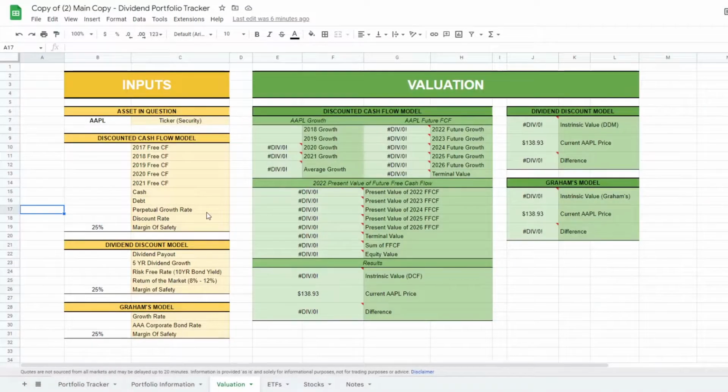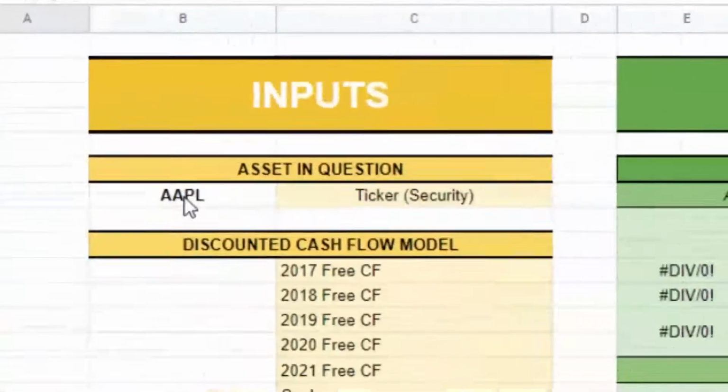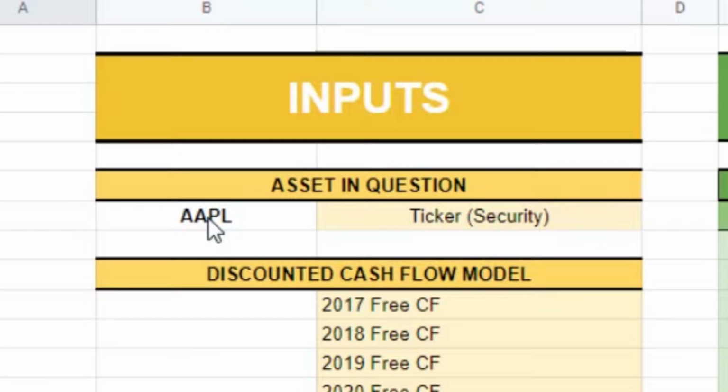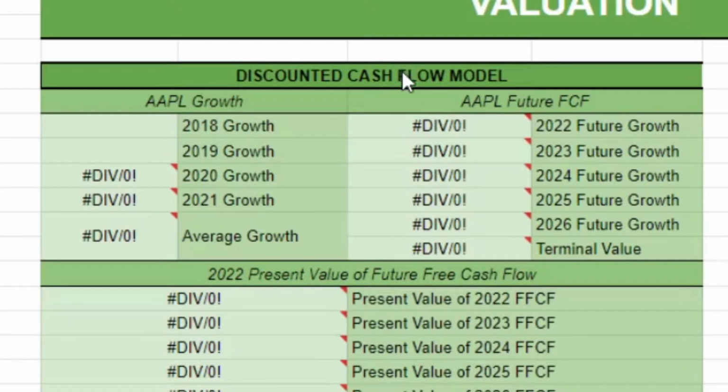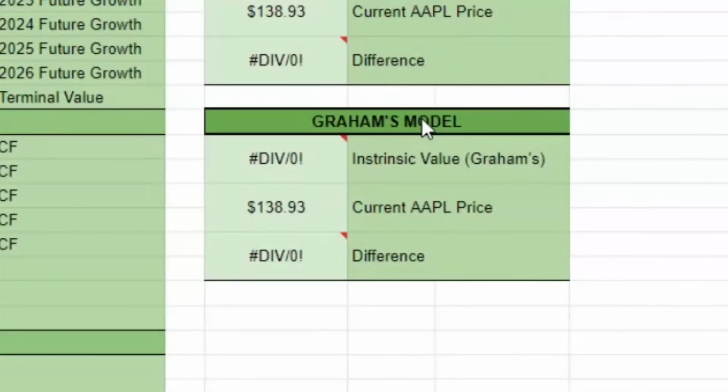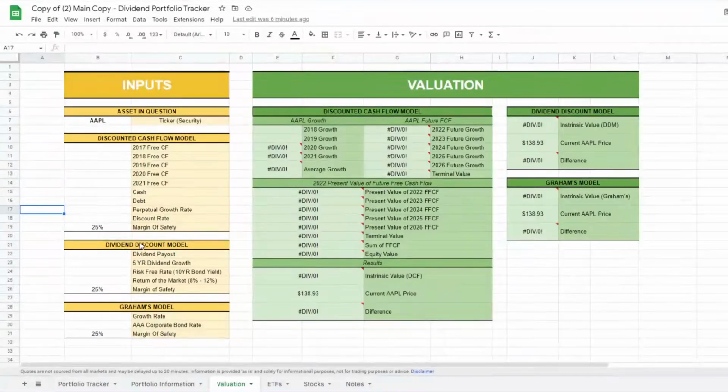Hey guys, it's James, and today I wanted to take a look at the valuation of Apple, or trying to determine the intrinsic value of Apple with the discounted cash flow model and Graham's model. We will also take a look at the dividend discount model, as Apple does pay a dividend.